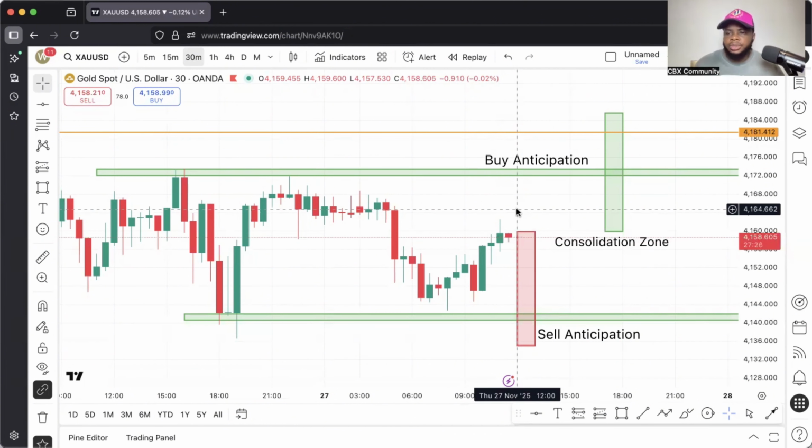Let's see what the candle wants to do since we are in a consolidation zone. Let's see what the candle wants to do.